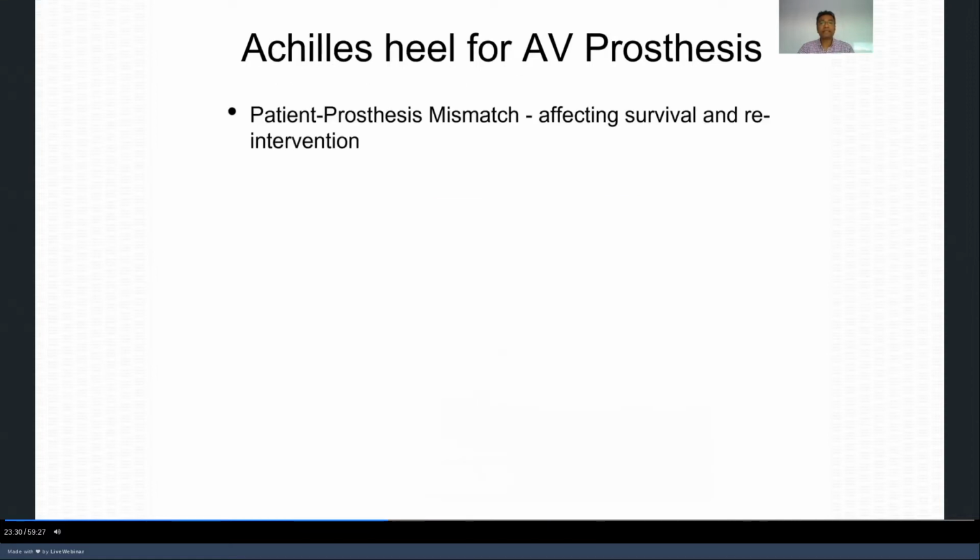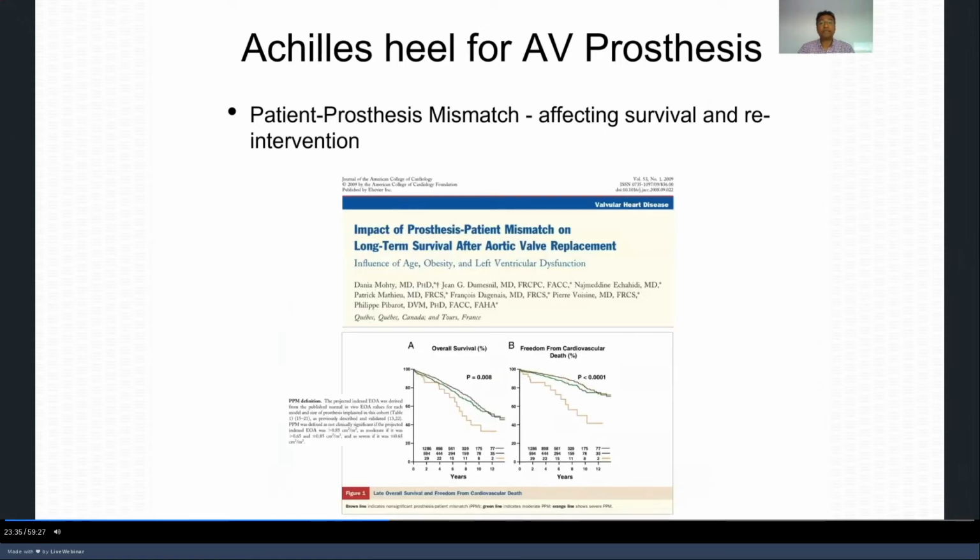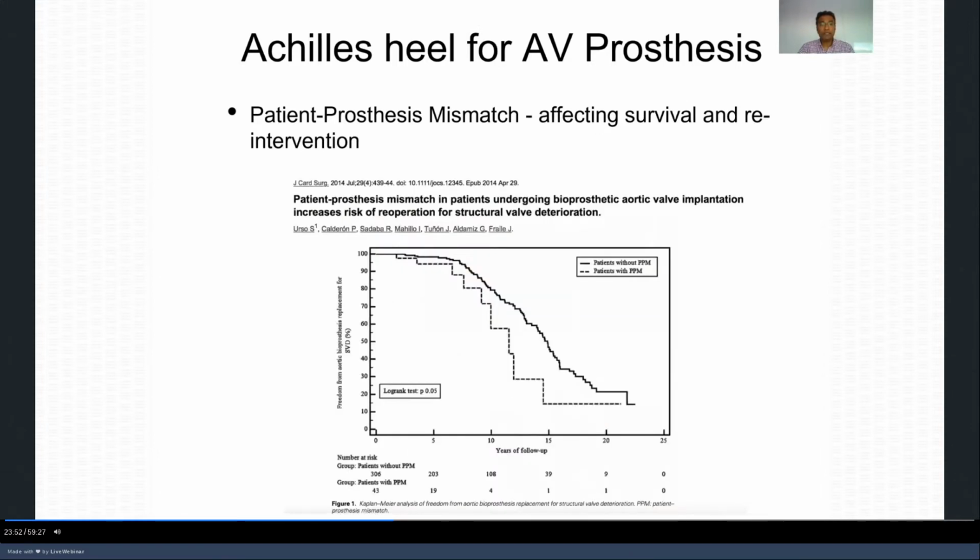The next Achilles heel is patient prosthesis mismatch. And this is important because it does affect survival in patients who have severe PPM, which is defined as less than 0.65 cm squared per meter squared, which was highlighted in this paper by Moti and colleagues, and also in other numerous publications. Also, and colleagues was also able to demonstrate that in patients who had severe PPM, and in his study, he defined it as less than 0.7 cm squared per meter squared, the risk of reintervention due to SVD was nearly 2-fold higher compared to patients who did not have severe PPM.